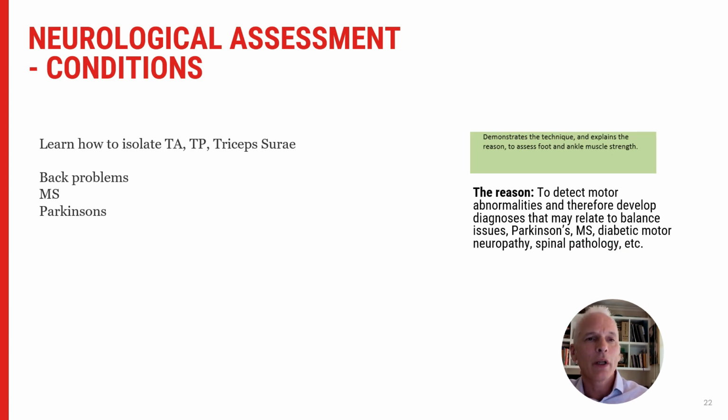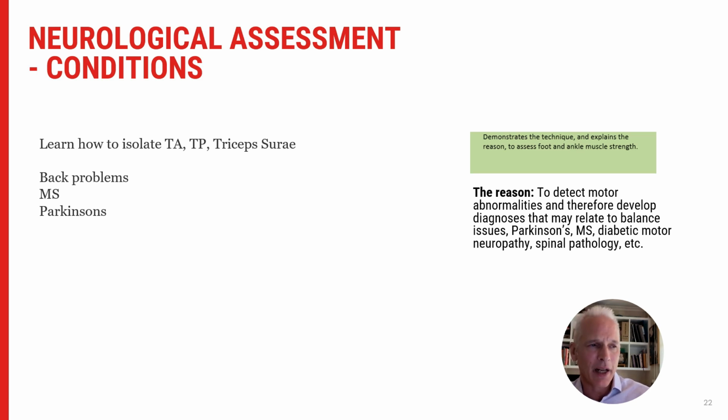Finally, we're looking at the last part of the assessment, which is the ability to demonstrate the technique and explain the reason to assess foot and ankle muscle strength. Now, you can go through all sorts of muscle tests. It is worth probably being aware of the primary ones. The ones I look for are tibialis anterior, tibialis posterior, triceps surae. So if you can isolate those muscles, you're off to a good start, because those are the most important ones that you're going to need to assess.